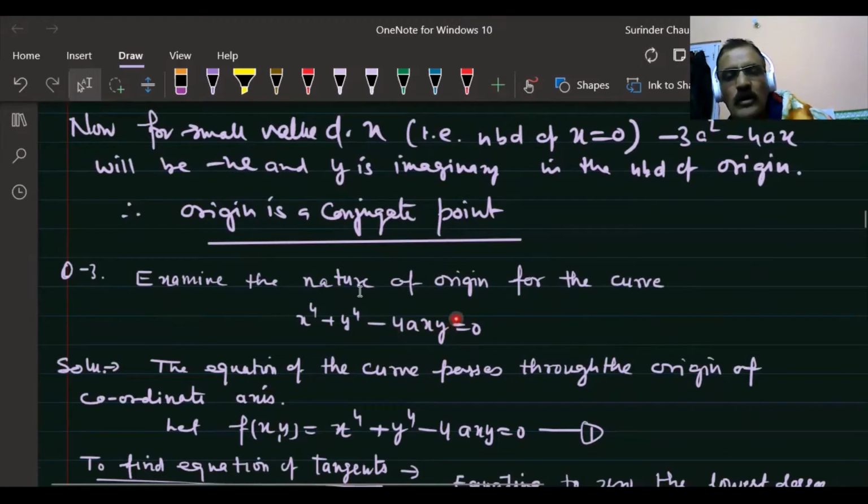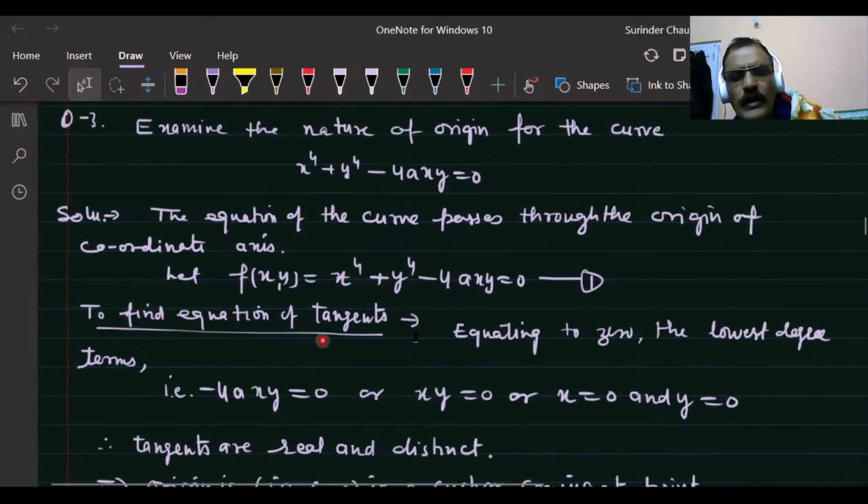Now, does it pass through the origin? So straight away, the equation of the curve passes through the origin of the coordinate axis. Therefore, f is 0. The equation of tangent will be equal to 0. The lowest two terms in x: the lowest term is 4x minus 4x is equal to 0. So for this to be 0, x is equal to 0, y is equal to 0. They are the two tangents. So they are real and distinct tangents.